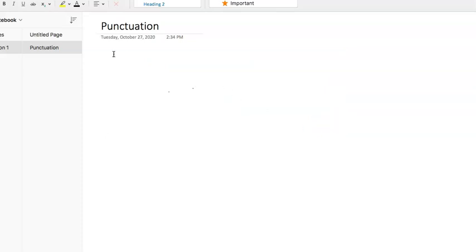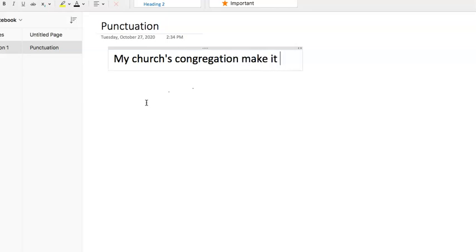Okay, got a little bit more to go here. Okay, so with possessive and plural nouns, so this can show up as well. So we'll do an example here with a focus on the word church. My church's congregation makes it one of the best churches in the metro area.